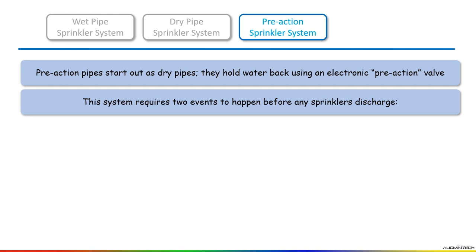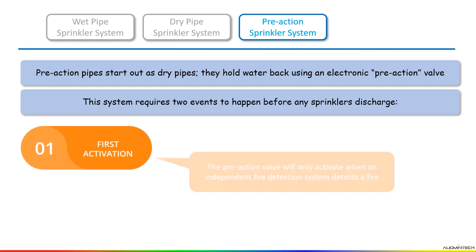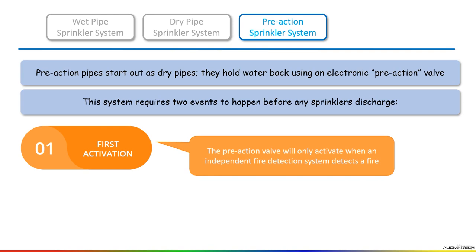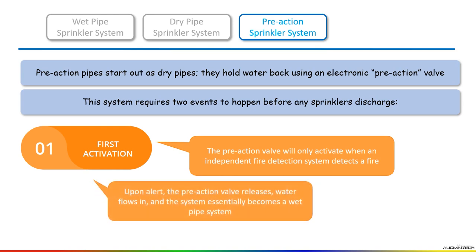This system requires two events to happen before any sprinkler discharge. What are they? First, activation. The pre-action valve will only activate when an independent fire detection system detects a fire. Upon alert, the pre-action valve releases water flow in and the system essentially becomes a wet pipe system. So first activation I have already discussed.